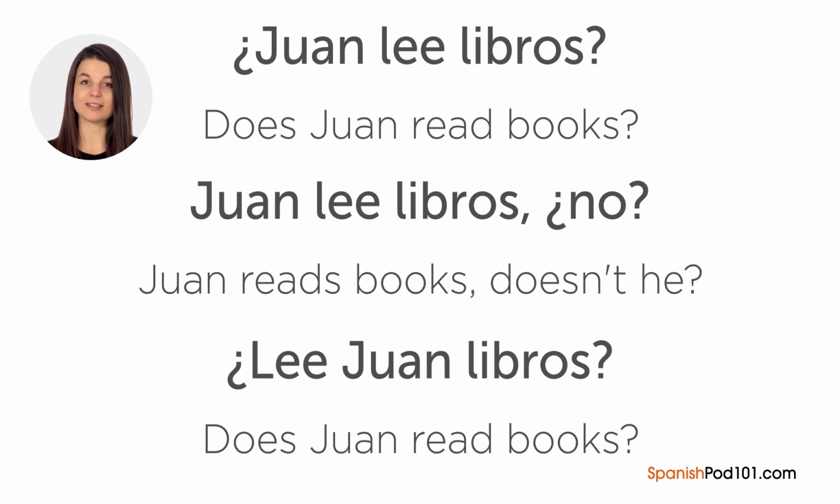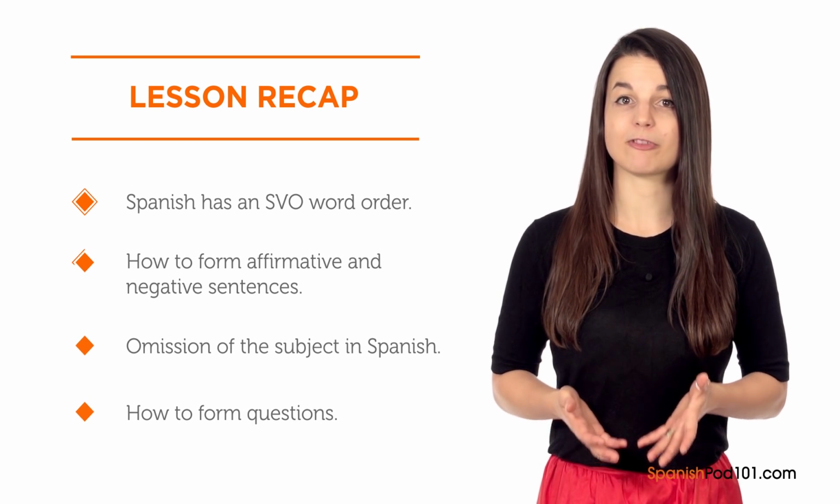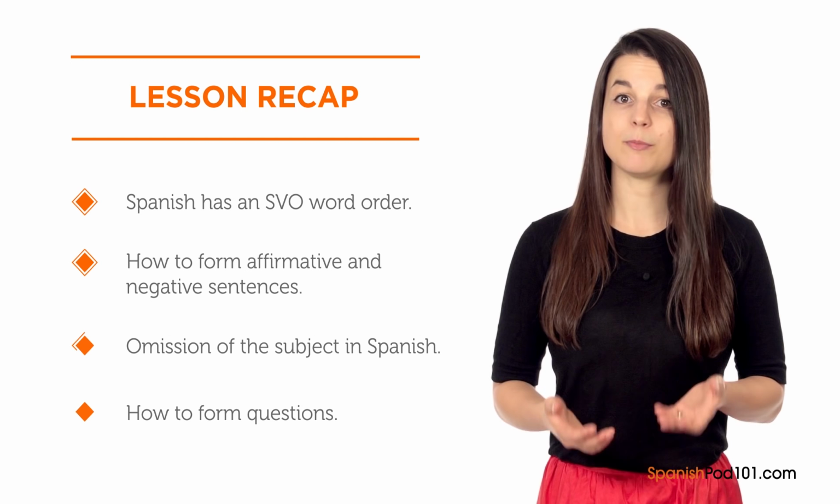There are tiny nuances that go along with the method you use to formulate a question. The first and last examples appear to have exactly the same meaning, but "Juan lee libros" places a greater emphasis on Juan because the subject appears first in the sentence, as opposed to "lee Juan libros," where the emphasis is on the verb. As you can see, there are many ways to form basic questions in Spanish. In this lesson, you learned about the word order of Spanish, how to form affirmative and negative sentences, about the omission of the subject, and how to form questions.